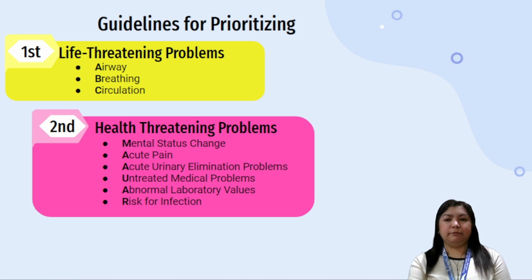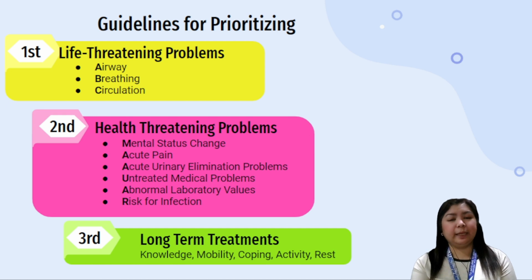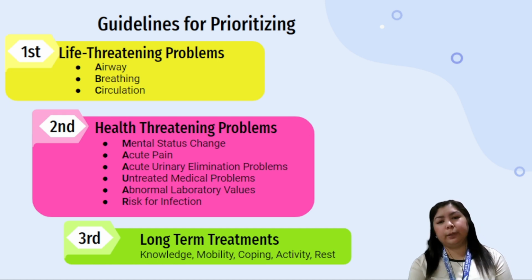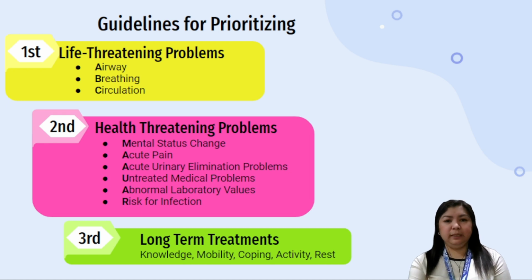And finally, attend to third level priorities. These are matters essential to a patient's health but can be attended to after the more critical health problems are addressed. So we call them long-term treatments or long-term interventions. This would include maybe problems regarding lack of knowledge, mobility, family coping, activity, and rest.